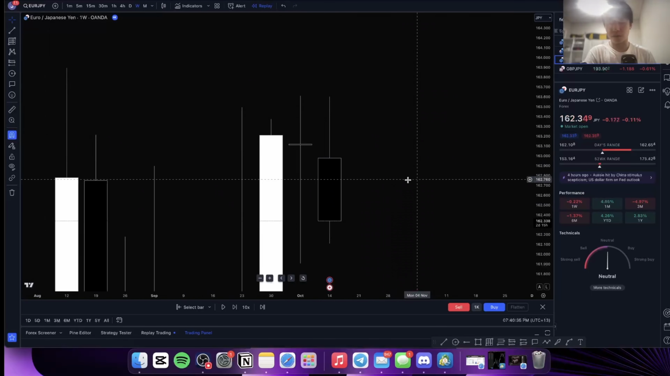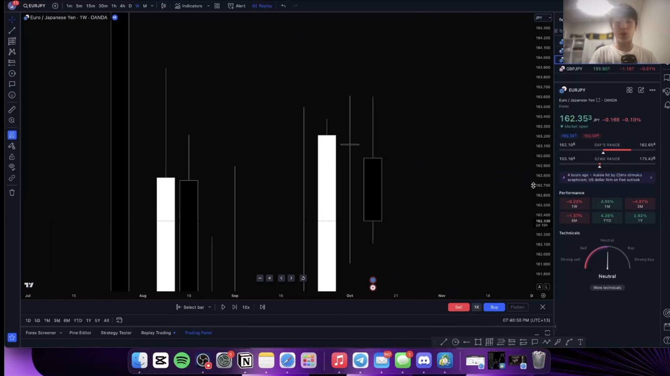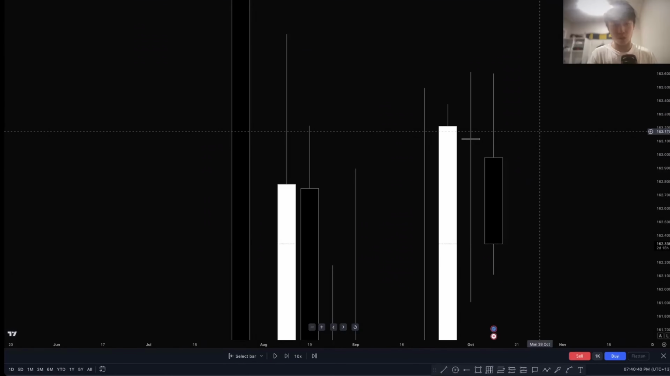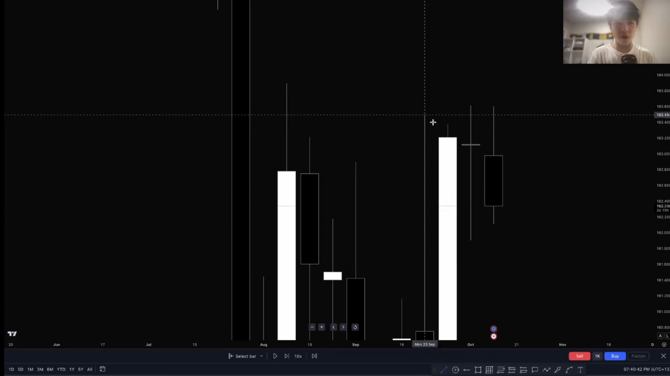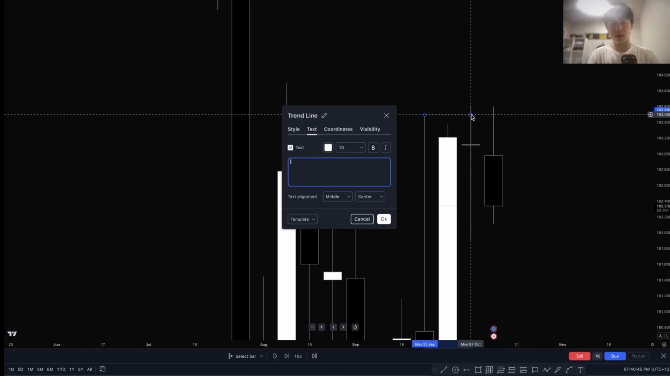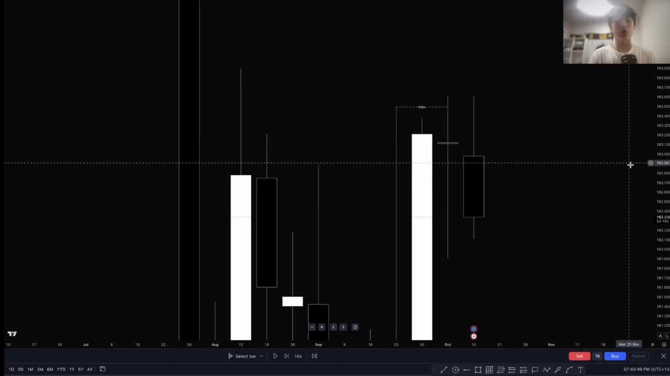First things first, high time frame bias. Now what do we see on the weekly time frame? We can see that we took out the previous weekly high right here. Previous weekly high got taken right here. So I wanted to see price push lower.